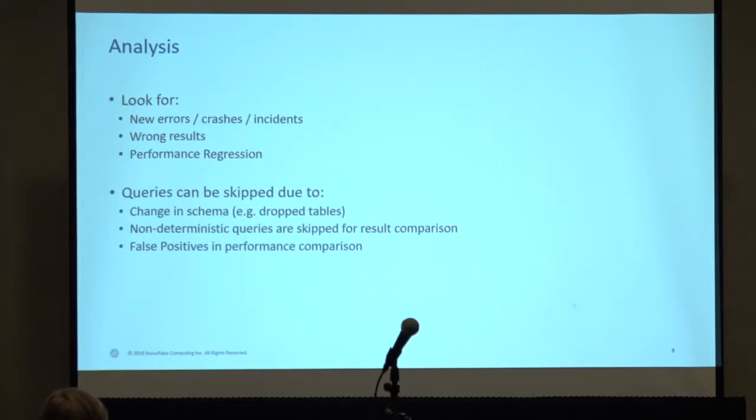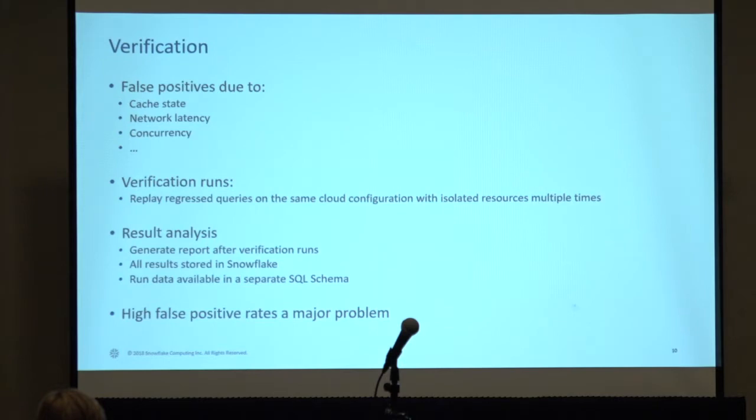So queries can be skipped due to changes in the schema, because, for example, the query contains temporary tables and the session is dropped. It could be queries are non-deterministic. Actually, a large portion of queries are non-deterministic because they usually contain something like a current timestamp in their predicates, right? So there are lots of false positives in the performance regression as well, and these also need to be skipped. So to rule out the performance false positives, Snowtrail has an additional verification step.